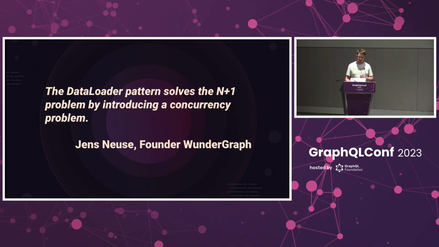And this is my conclusion. The data loader pattern solves the N+1 problem by introducing a concurrency problem. So that's a trade-off. And in many cases that can be good, but when you're building a router for high traffic, then it might not be so good.